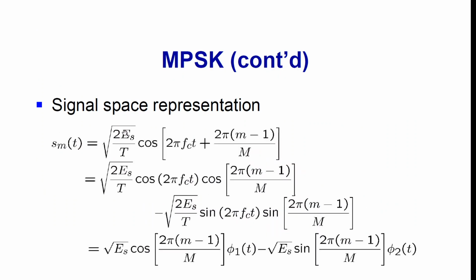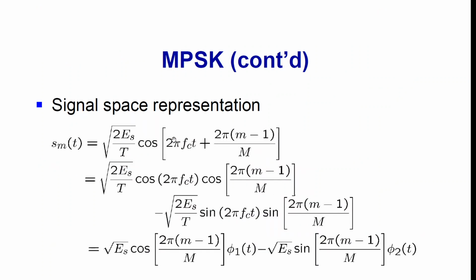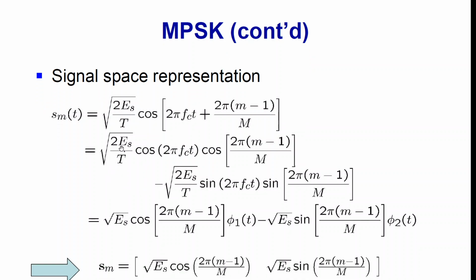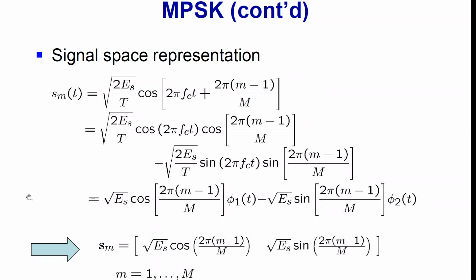Now this signal s_m of t, I need to write in terms of phi 1 of t and phi 2 of t. So s_m of t is root of 2 Es by T cos 2 pi fc t plus 2 pi by capital M into m minus 1. So root of 2 Es by capital T cos 2 pi fc t cos 2 pi (m minus 1) by M minus sin 2 pi fc t sin 2 pi (m minus 1) by M, using cos of a plus b. Now I can write this as root Es cos 2 pi by capital M (m minus 1) phi 1 of t minus root Es sin 2 pi by capital M (m minus 1) phi 2 of t.